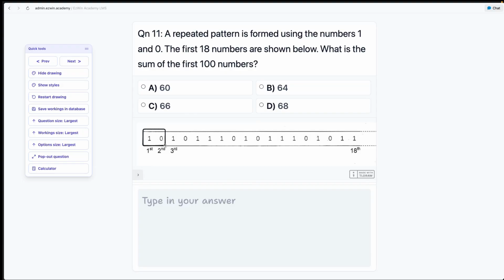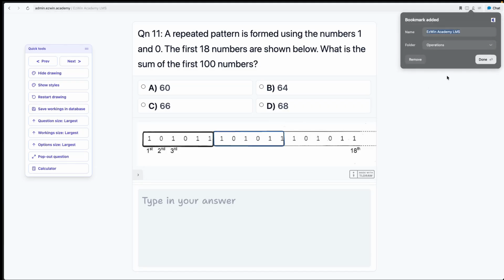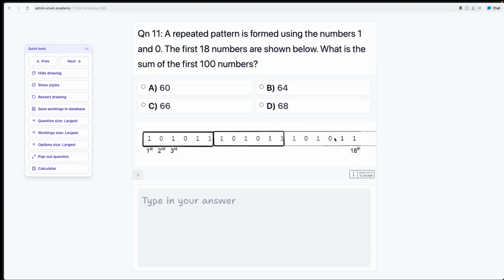So you have 1 0 1 0 1 1 like this. And then it repeats again. 1 0 1 0 1 1, and then 1 0 1 0 1 1. Okay, like this. So what we can do is we can write down. So we have 1, 2, 3, 4, 5, and 6. So that means the pattern is 6 numbers. So what is the sum of the first 100 numbers?